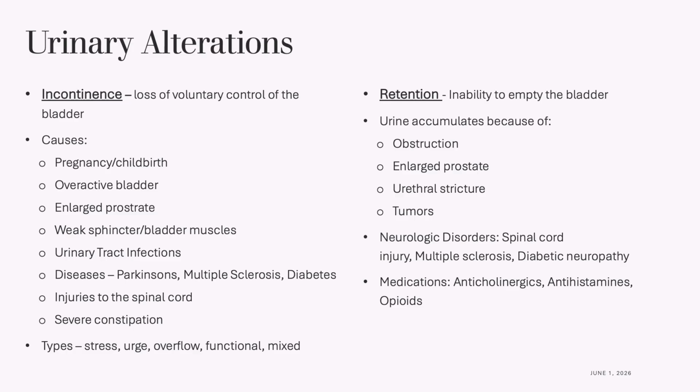Now, retention is the opposite of incontinence, where it just comes out. Retention is the inability to completely empty the bladder. Common causes include enlarged prostate, urethral strictures, tumors, neurological disorders, and medications such as anticholinergics and opioids can also cause urinary retention. Untreated retention can lead to urinary tract infections, hydronephrosis, and permanent kidney damage because the urine backs up into the urinary system. The filtration is going to continue, and so it basically backs up that flow.